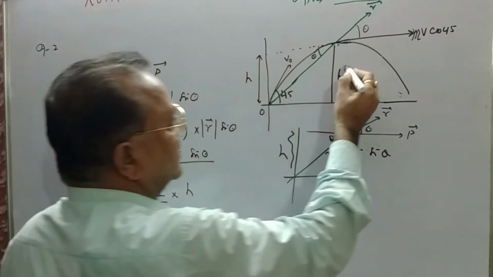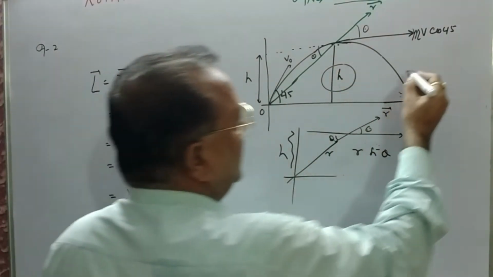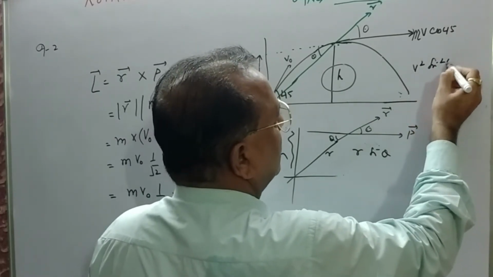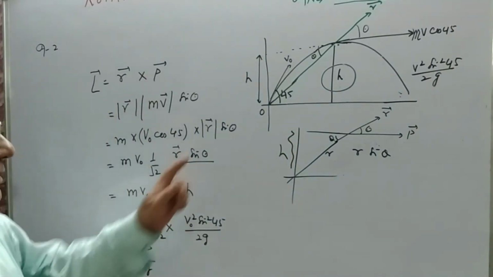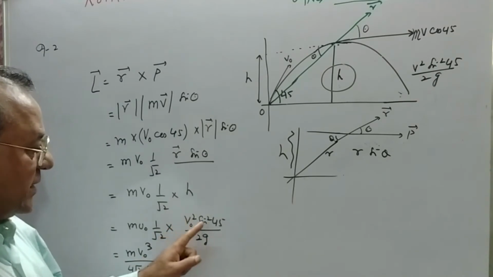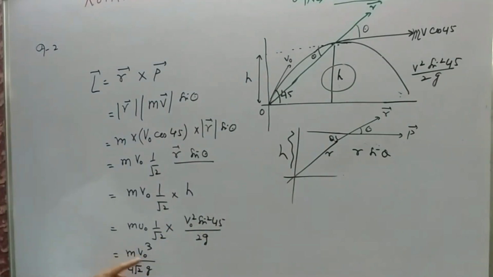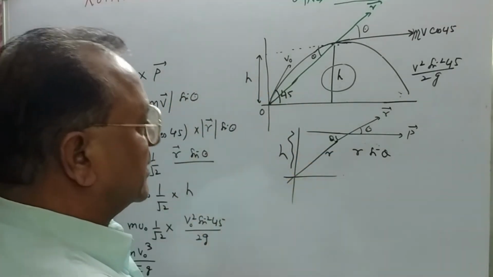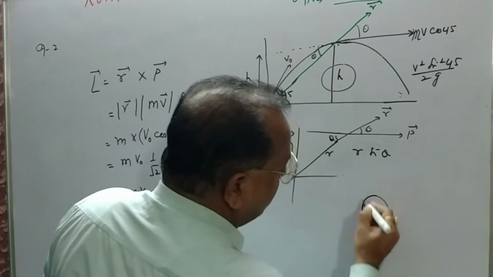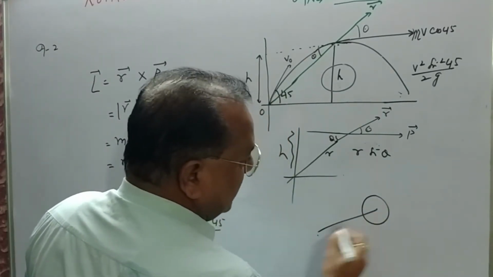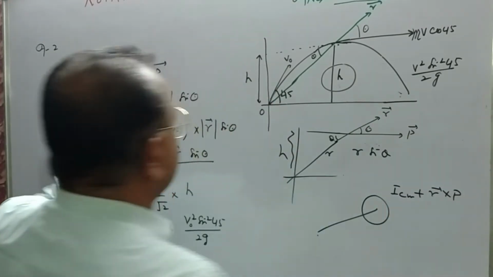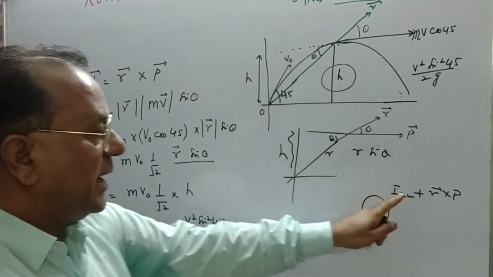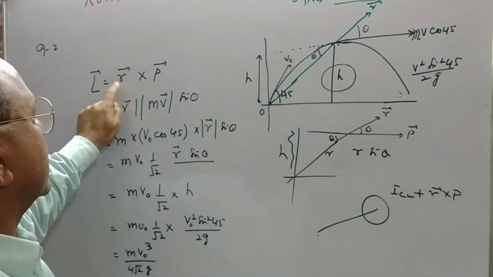What is h? H is the maximum height, which is equal to v square sin square theta by 2g. Instead of v, I have used v naught: v naught square sin square 45 by 2g. The answer is m v naught whole cube by 4 root 2 g. So differentiate this question and the previous question. The previous question was for a disk. There, if you want angular momentum, you have to take ICM plus R cross P. In this case, because it's just a particle, ICM will be 0. Therefore, the only answer is R cross P.